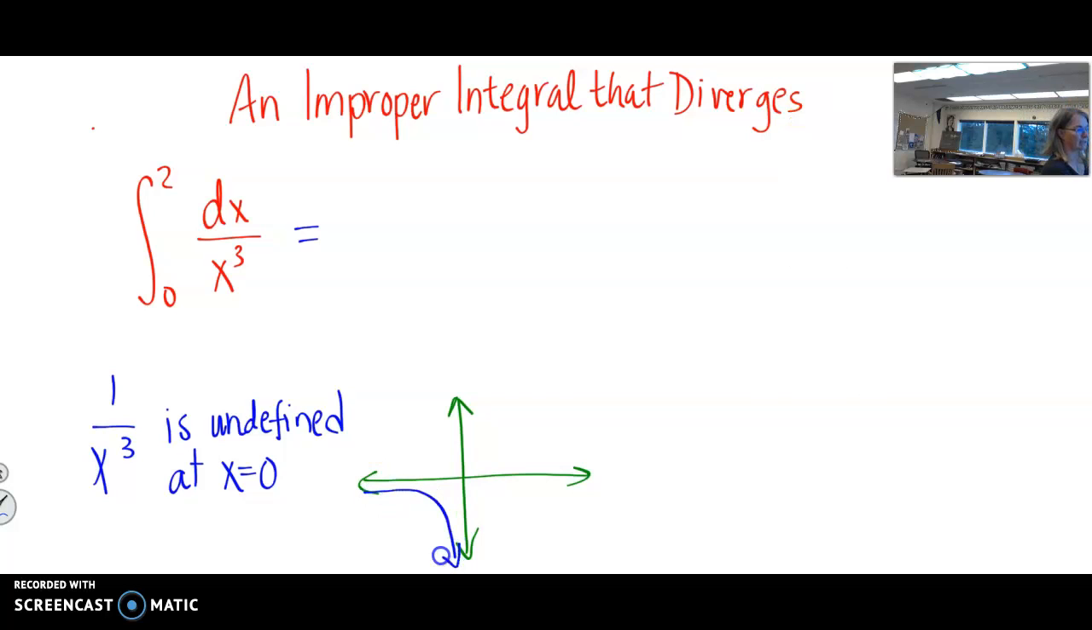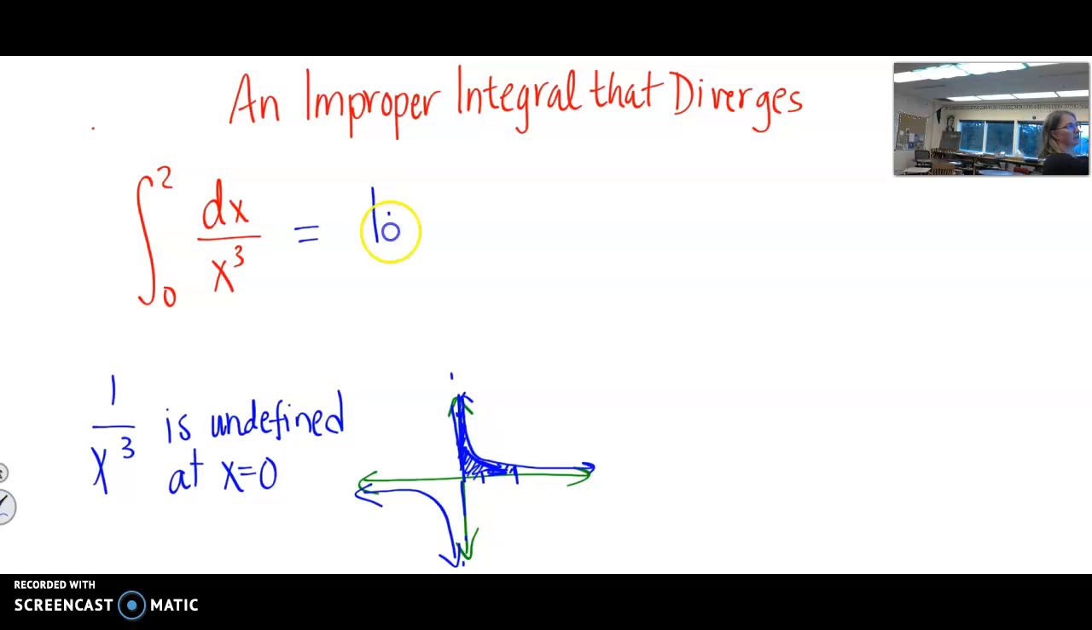It looks a lot like 1 over x. An asymptote along the y-axis here. We're going to be finding the area under the curve from 0 to 2. And this is an improper integral because we're finding an area on the left-hand side of this region. It has a vertical asymptote, so that's why it's an improper integral.